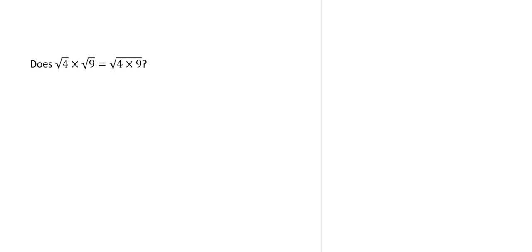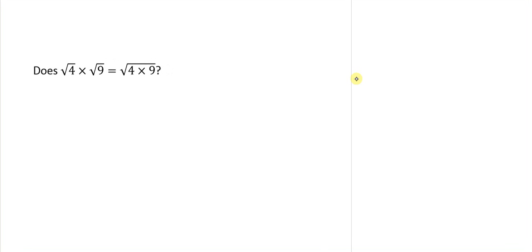So in this video, we're going to have a look at multiplying radicals. To start with, we're going to look at the question here: does root 4 times root 9 equal root 4 times 9? Well, let's look at this. So root 4 times root 9 equals root 4 times 9.